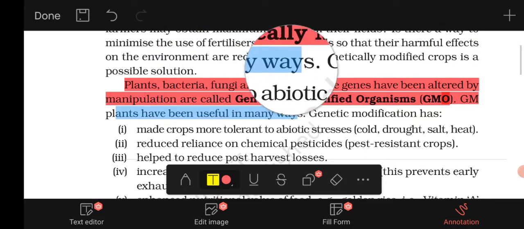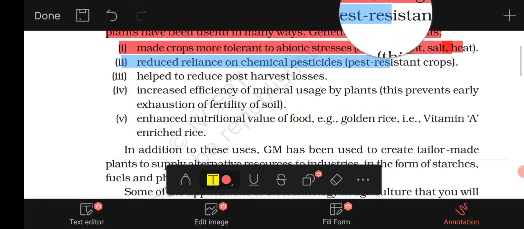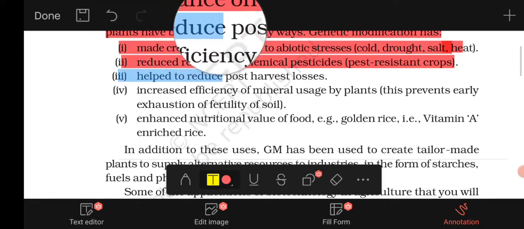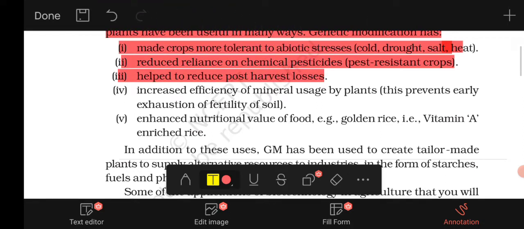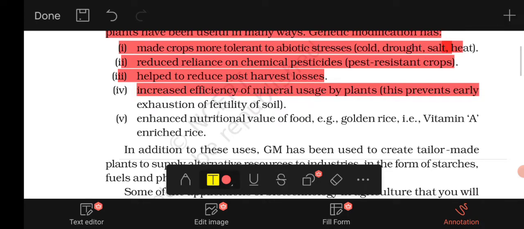The plants have been useful in many ways. The genetic modification in plants has made crops more tolerant to abiotic stresses like cold, salt, heat, etc. The salt means the salinity. Then they've reduced reliance on chemical pesticides through pest resistant crops, and they have helped to reduce post harvest losses. Even they have helped to increase the efficiency of mineral usage by plants. That is, this prevents early exhaustion of fertility of soil.